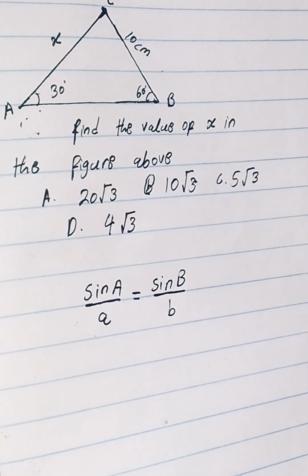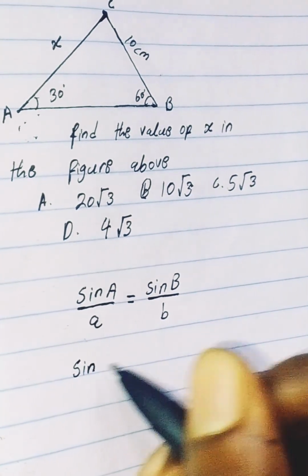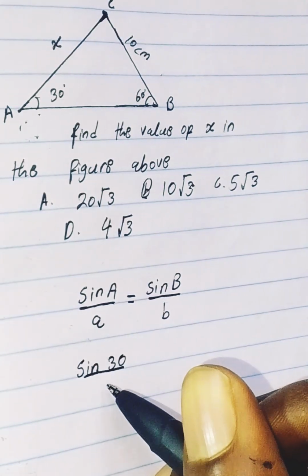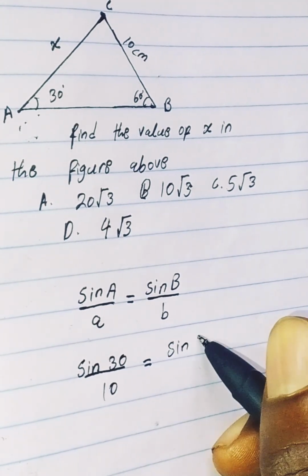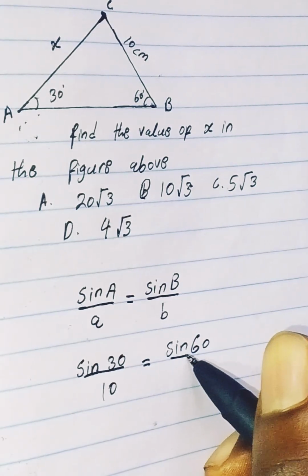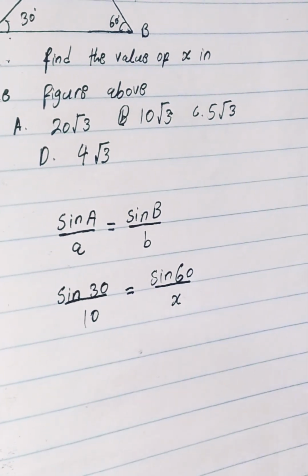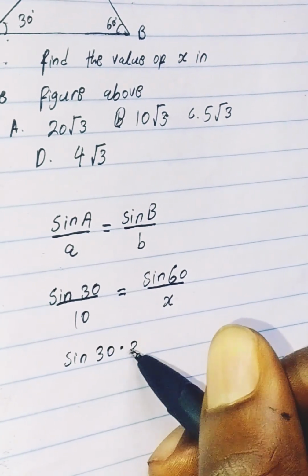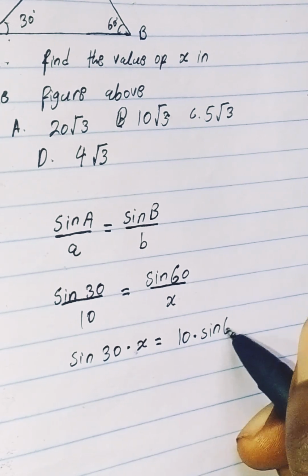So from here we just simply substitute the values. So we will be having sine 30 over 10 equal to, what is sine B? Sine 60 over x. Now from here we solve for x. From here we simply cross multiply. We'll be having sine 30 times x equal to 10 times sine 60.